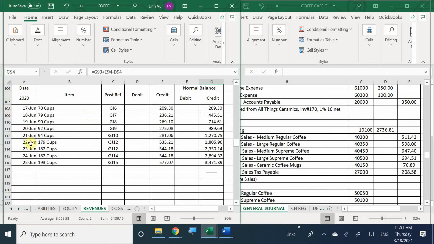How many large regular coffee cups did I sell? 200 cups. General journal number 16 for the total amount of 598. So what is my total ending here? 40, 69, 13. Good.